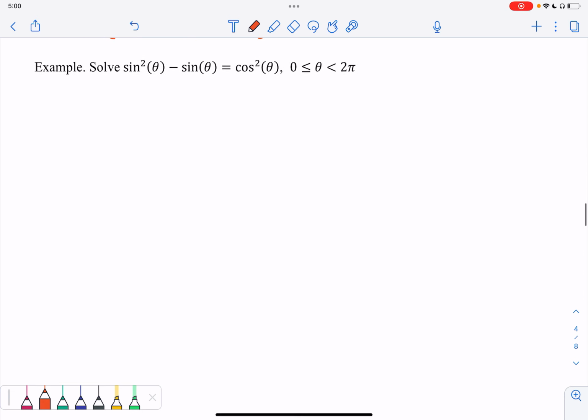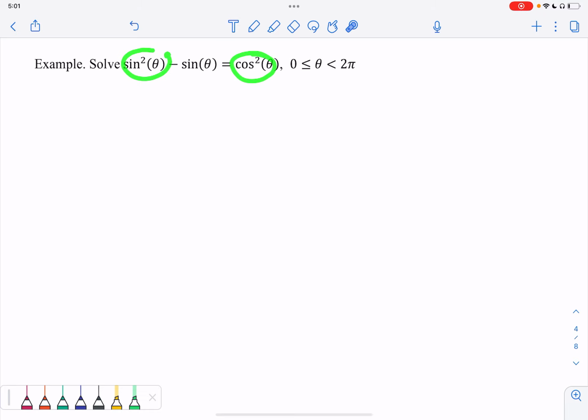Next example, solve. Sine squared of theta minus sine theta equals cosine squared theta. And again, solve in that interval 0 to 2 pi. Well, things I have going for me: theta is the input for each term. Theta, theta, theta. Things I have working against me: I have a cosine and a sine. Not always great. So what I'm going to do is rewrite cosine squared theta as 1 minus sine squared theta.